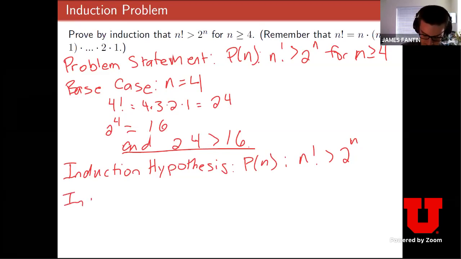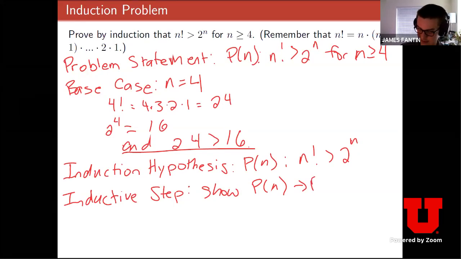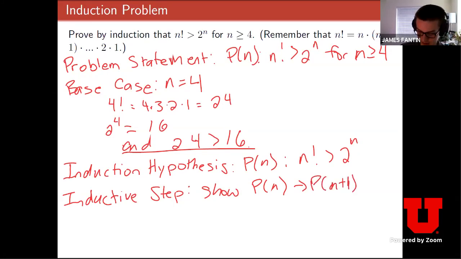And then the final step we have in induction is always the inductive step. That's where we show that P of n implies P of n plus 1. So go ahead and take a minute or two just to get started on this inductive step portion of the proof.